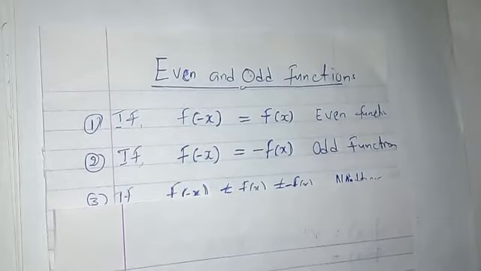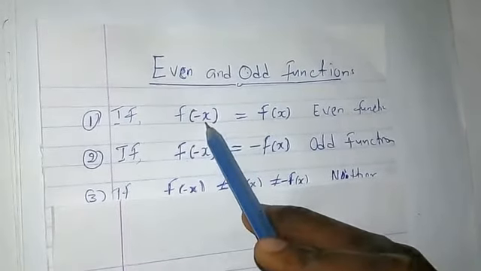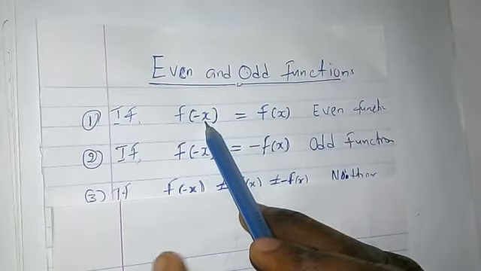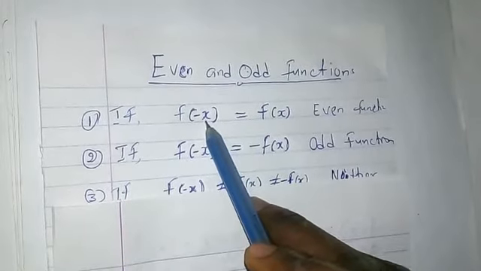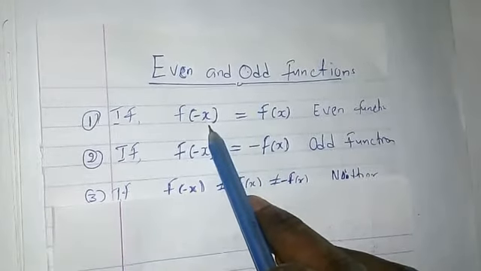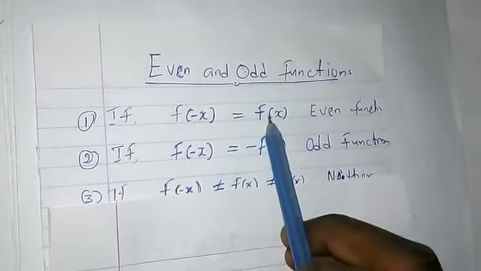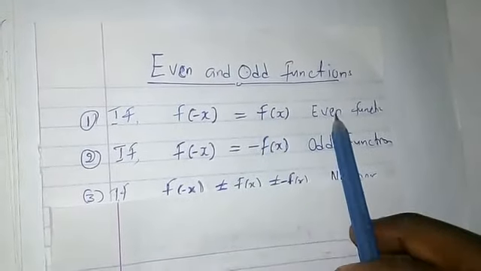If a function f of x is given to you, simply substitute minus x into that function. If you substitute for minus x, and when you simplify you still have the same function, that is f of x, the function given to you, then that means you have an even function.